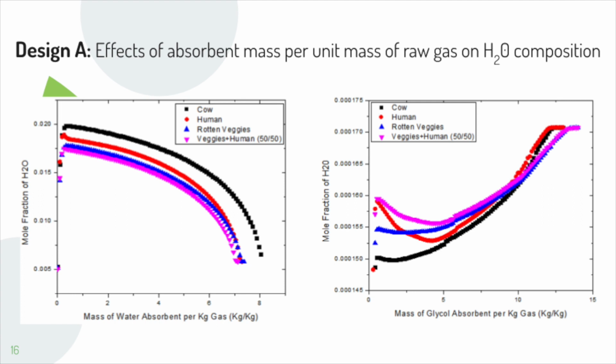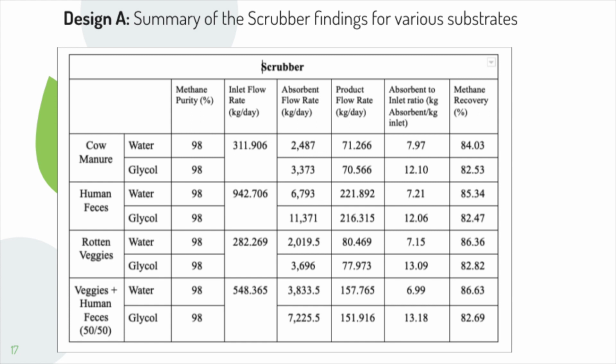Another advantage is that the higher boiling point of glycol than water allows the flash at higher temperatures to get rid of most of the components with ease with little absorbent loss, and thus has positive environmental impacts. We used the absorbent to inlet ratio to compare the ease of cleansing for each substrate. The term states how many kilograms of absorbent we need to clean 1 kilogram of raw gas flowing in. The average was about 7.3 for water and 12.6 for glycol at the target purity. This helped establish the advantage of using water for scrubbing.